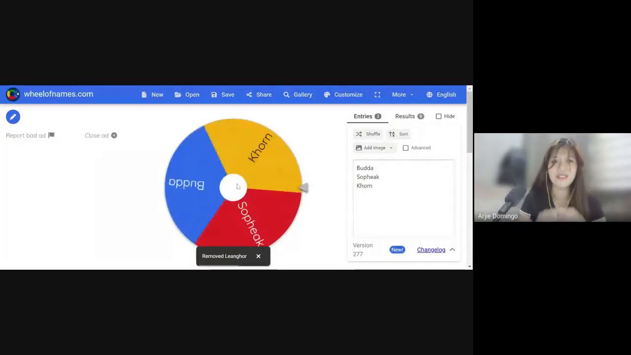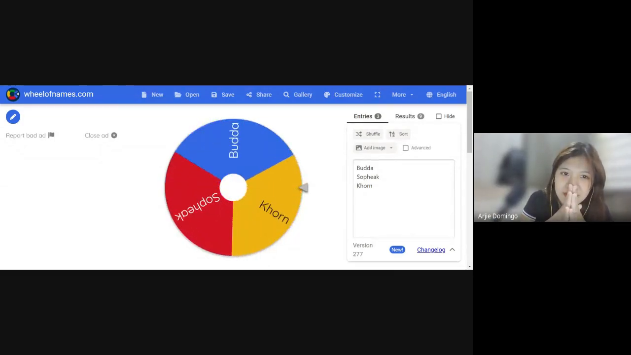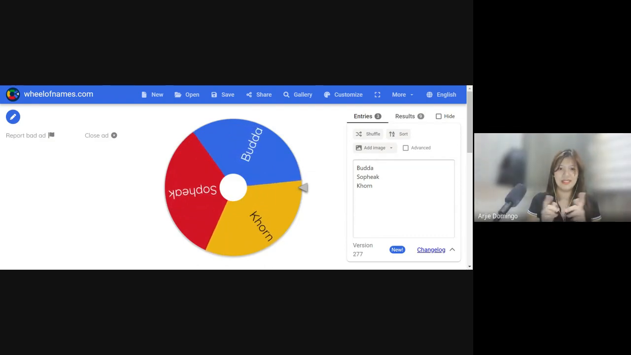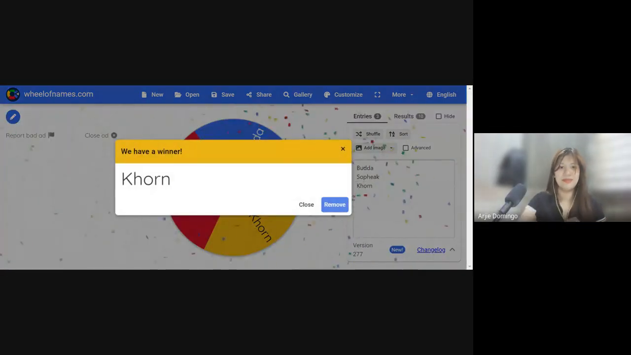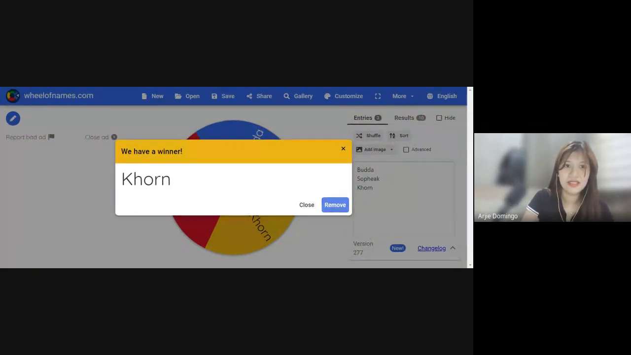So we have three more. Where's your highlighter, by the way? All right. Next, let's have Corn. Corn, right? Yeah, teacher. All right.